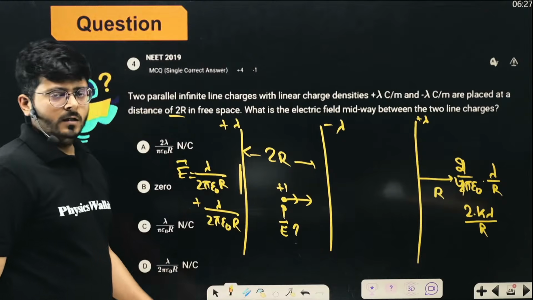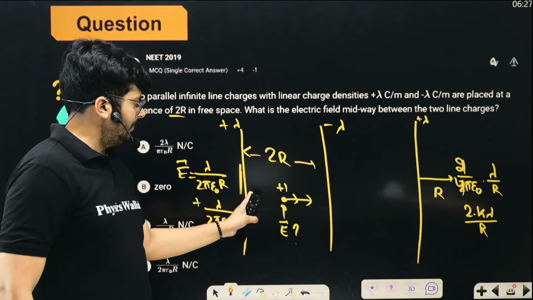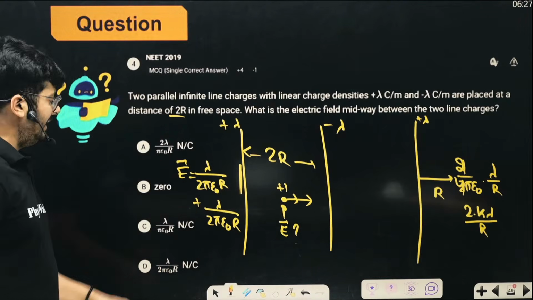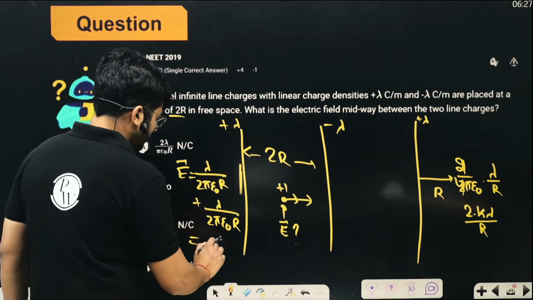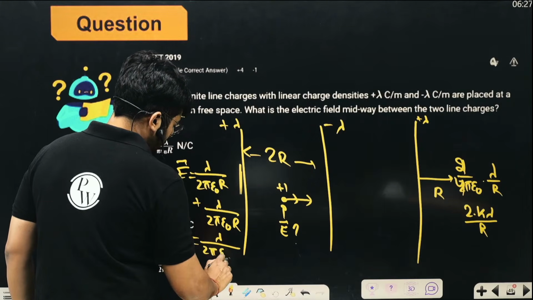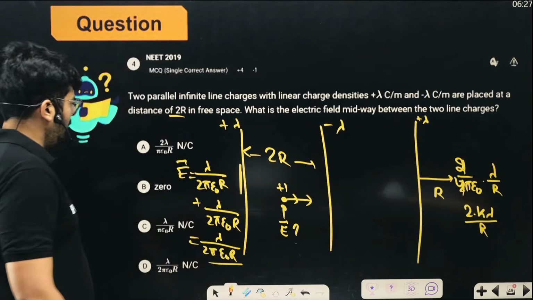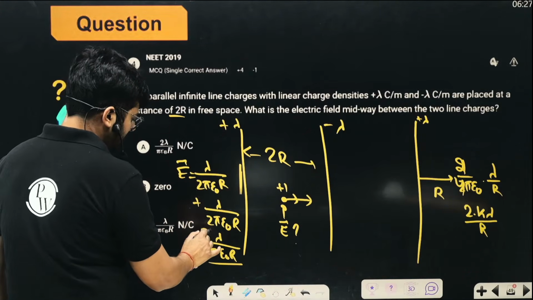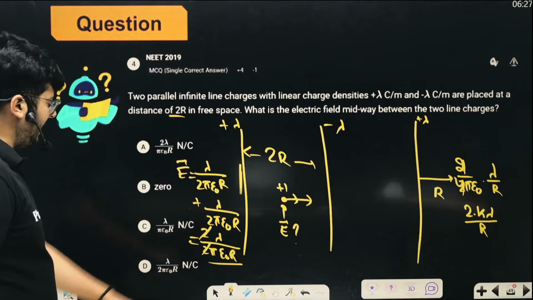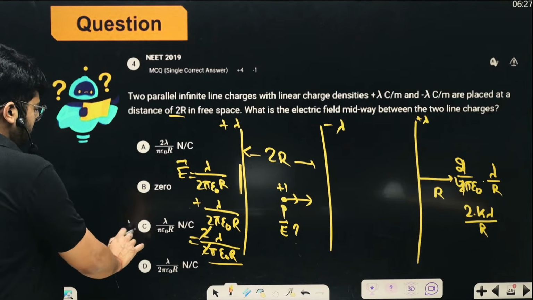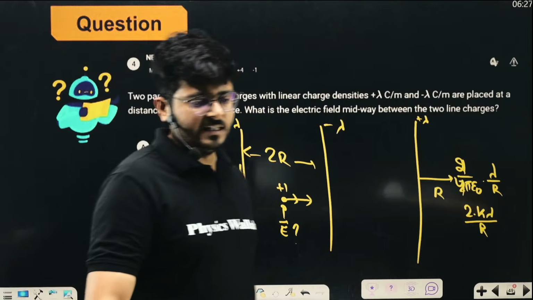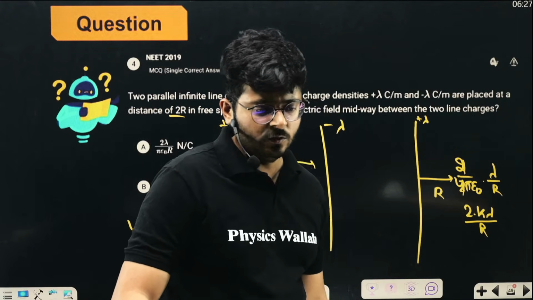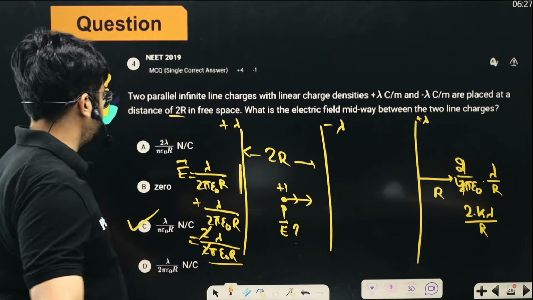Is that clear? The whole separation was 2r. That means this is r and this is also r, right? So we can add this up and the whole value will come out to be lambda upon 2 pi epsilon naught r. Oh, the 2 will be removed, because this 2 will come out like this, so lambda upon pi epsilon naught r, which is option C. I hope the idea is very clear. Option C. Very good, Ananya. Very good, Ayushi beta. Very good, Chandu beta. So option C is the correct option.